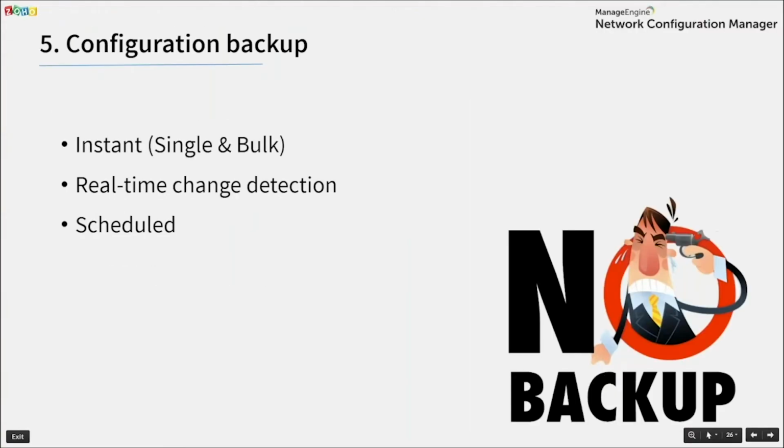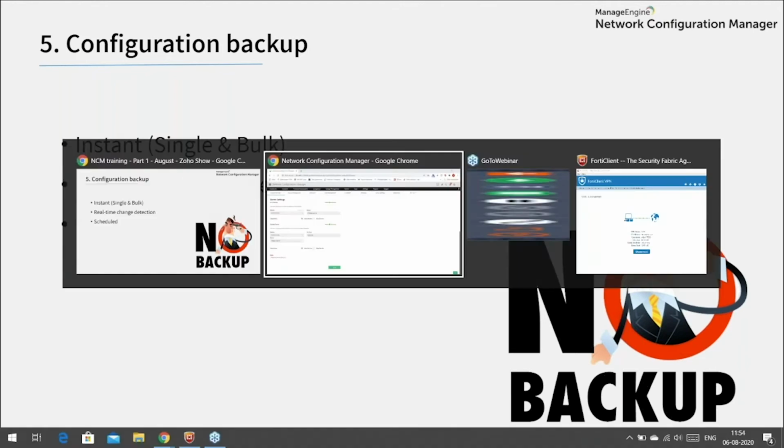So moving on to one of the important operations in configuration management, which is configuration backup. NCM has three different types of backup. The first one is instant backup, where you can back up the configuration of a single device or multiple devices at the same time. Then we have a real-time change detection based backup, and finally the scheduled backup. I'll show you how the instant backup works first.